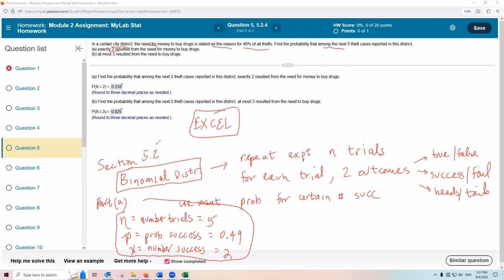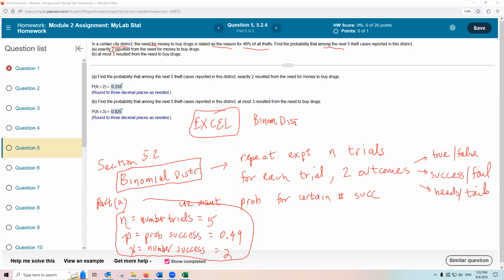So in Excel, there's a formula called binom.dist. But it's a little messy to use this formula. So I'm going to provide you with a calculator to do this for you automatically. So let me show you what this calculator looks like. I'm going to post this in course announcements so you have it.